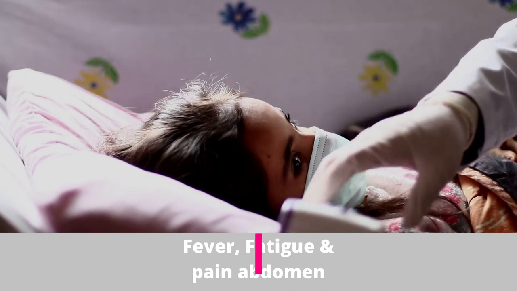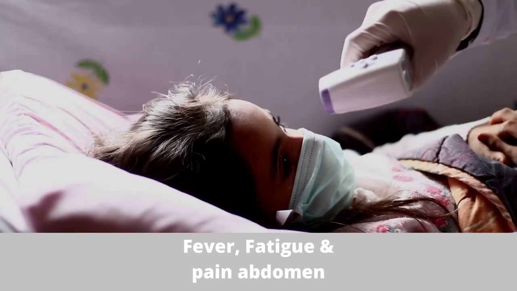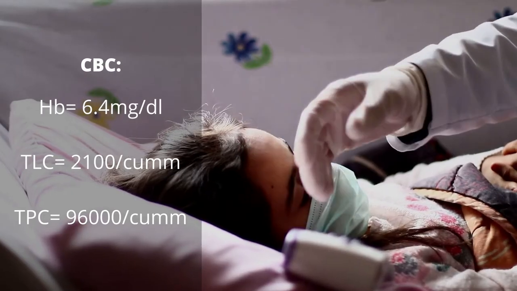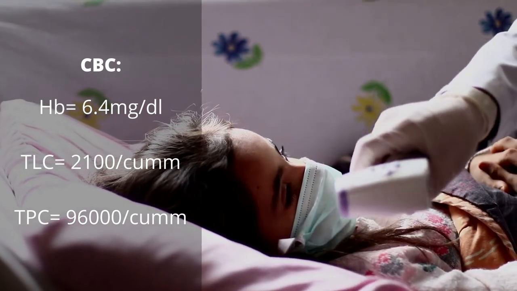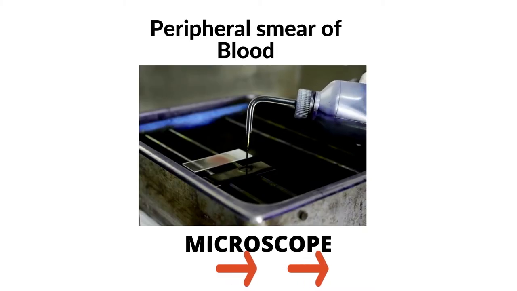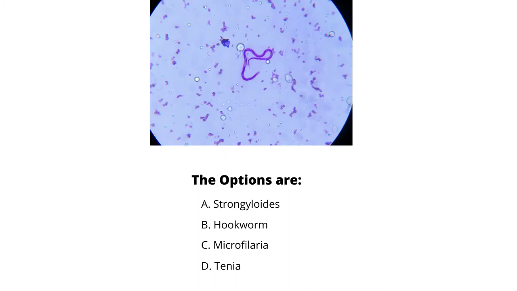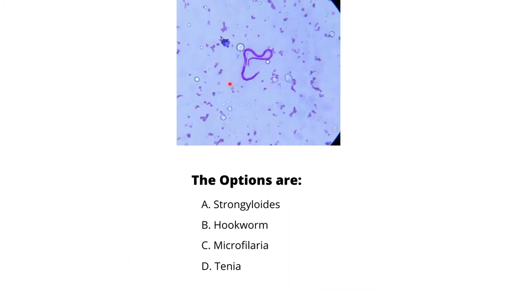Let's start with the next case. A 32-year-old female presented with fever, fatigue and pain abdomen. CBC reveals anemia, leukopenia, thrombocytopenia. Peripheral blood smear reveals this picture. Identify the parasite. And these were the options.